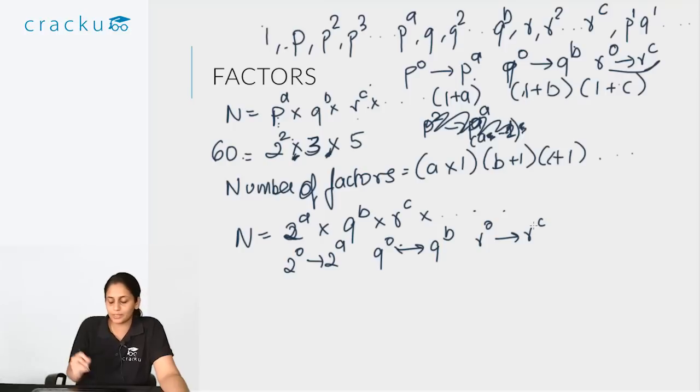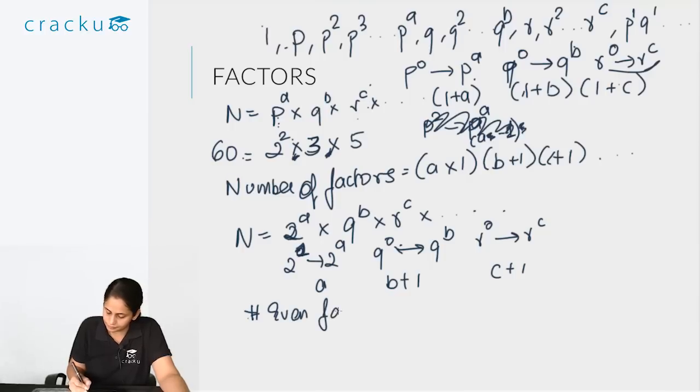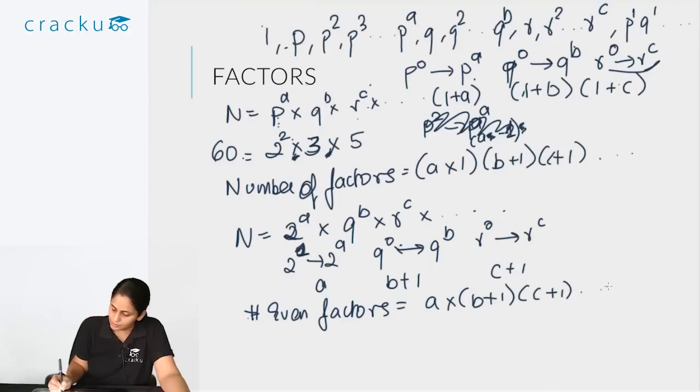But if I say that I must have only even factors, then this range is just 2 raised to 1 to 2 raised to a. Then I have not 1 plus a factors, but I have a choices. Here I have b plus 1 choices, here I have c plus 1 choices. So the total number of even factors is a into (b plus 1) into (c plus 1) and so on.